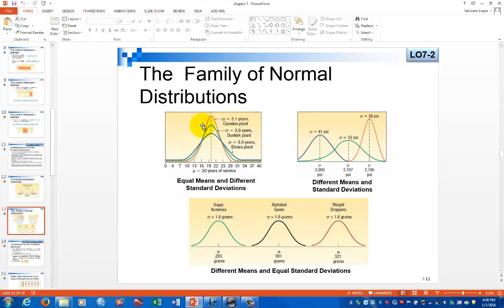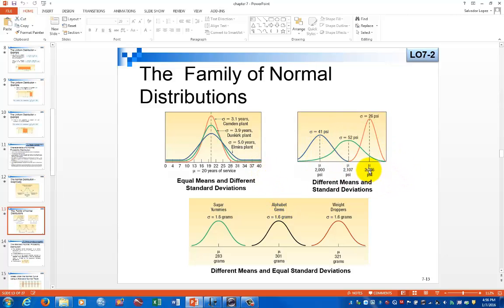We find all kinds of normal distributions. The two parameters that define the normal distribution are the mean and the standard deviation. The smaller the standard deviation is, the more narrow the normal distribution will be. Or vice versa, the higher the standard deviation, the more wide the normal distribution will be.